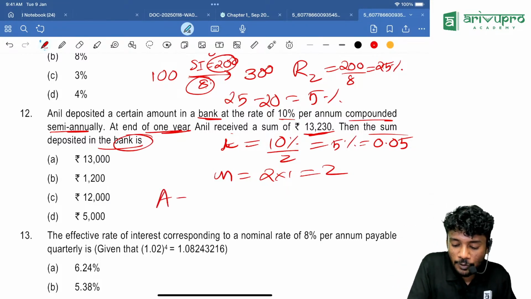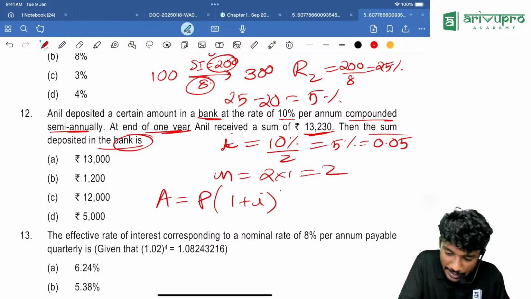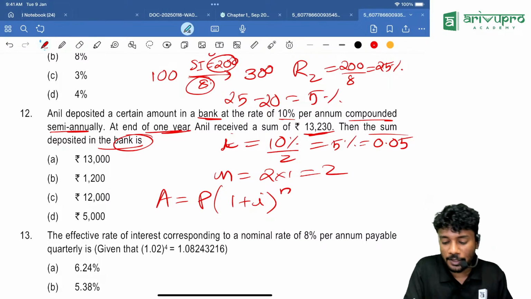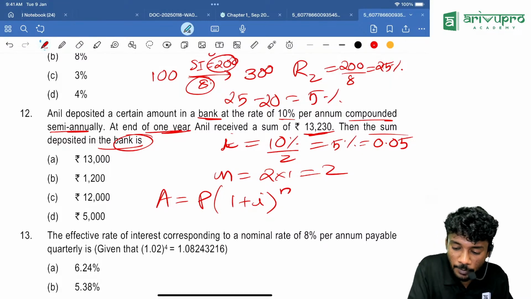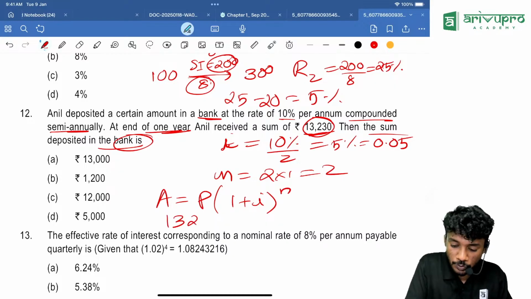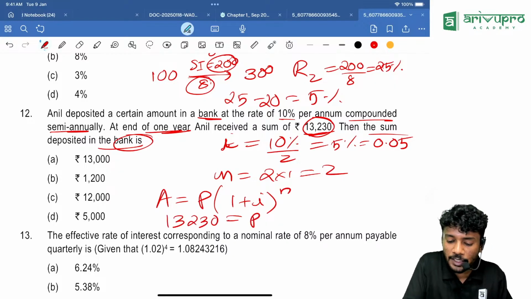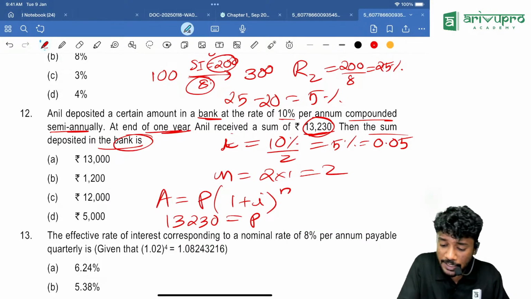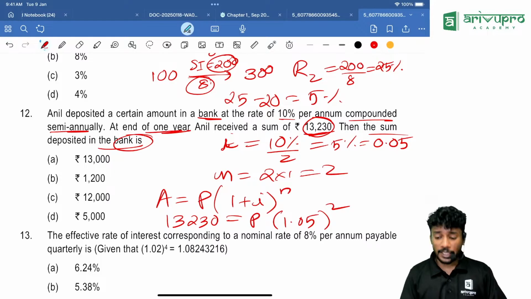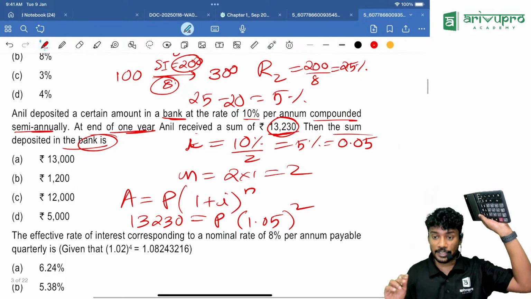So A is equal to P into 1 plus I the whole power n. They are asking for what? They are asking for principal. A is given. Correct? A is how much? 13,230, which is equal to P into 1 plus I. 1 plus I is 1.05. The power is 2. How will you do the calculation? How will you use the calculator?